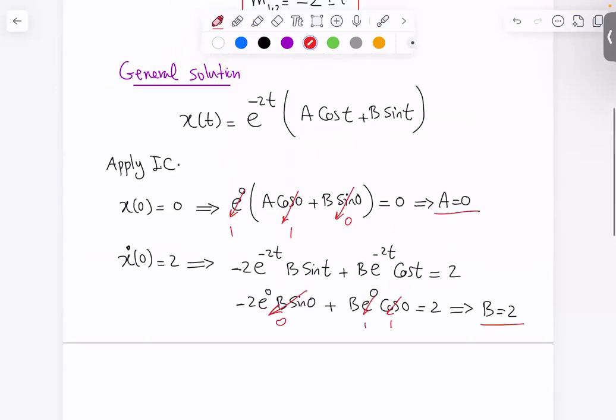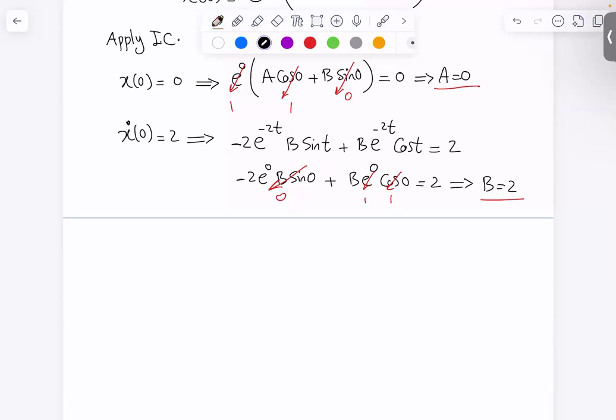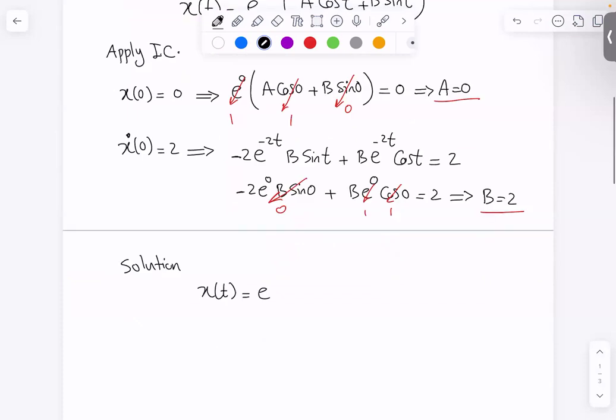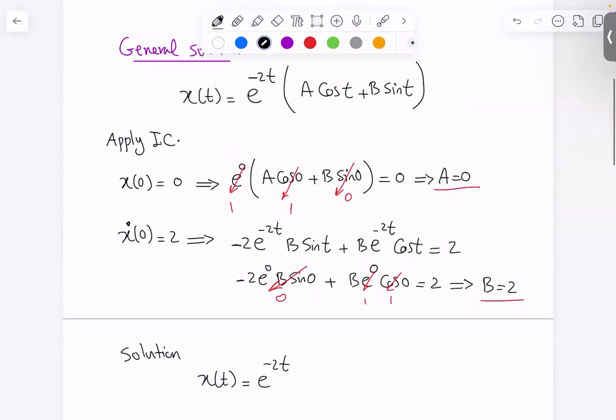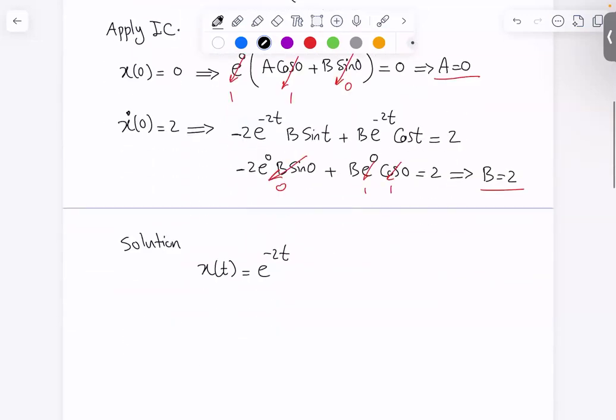So we found the two coefficients, and finally our solution is e to the negative 2t times a, which was 0, so just b sine t, and b is 2. I'm going to put 2 before this, so we get 2 sine t, and that's the solution.